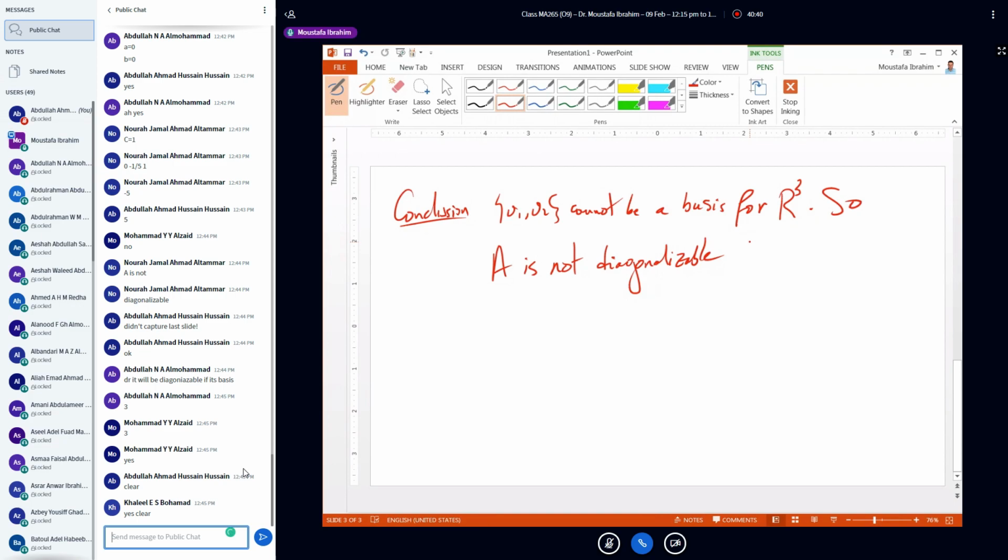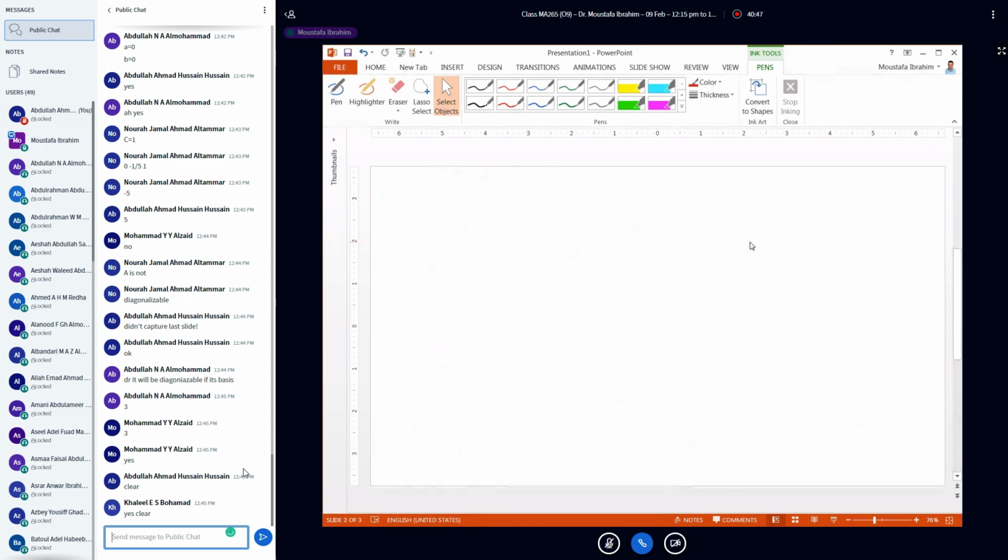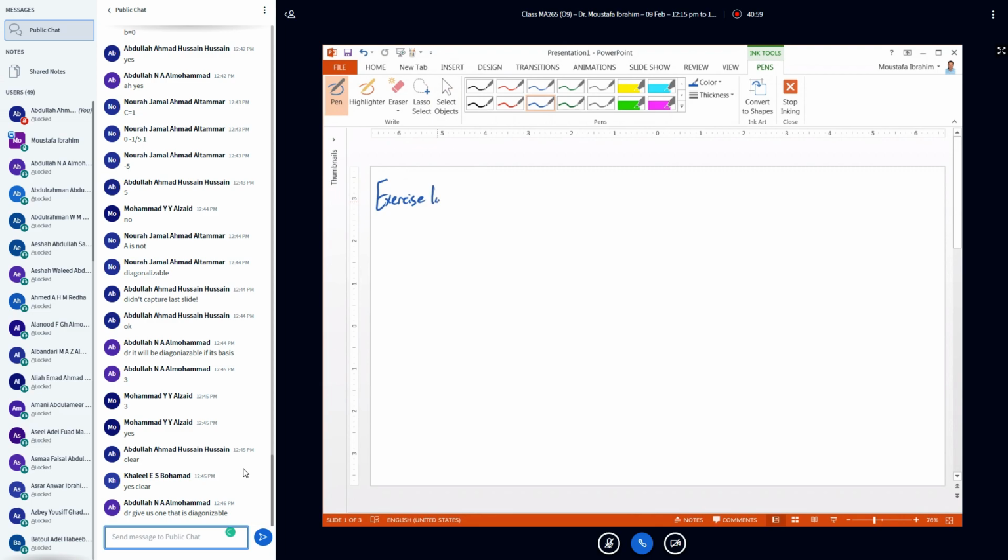Now let's erase. I give you one small matrix and I want you to solve it, okay, guys? It's from the textbook, from section 7.2, exercise 10D.